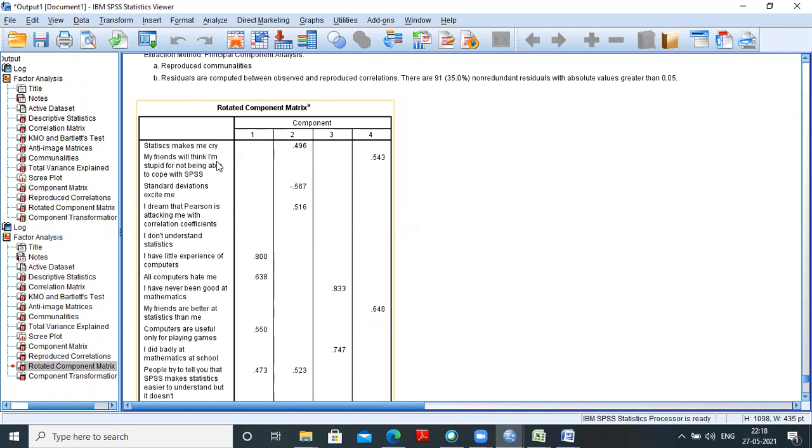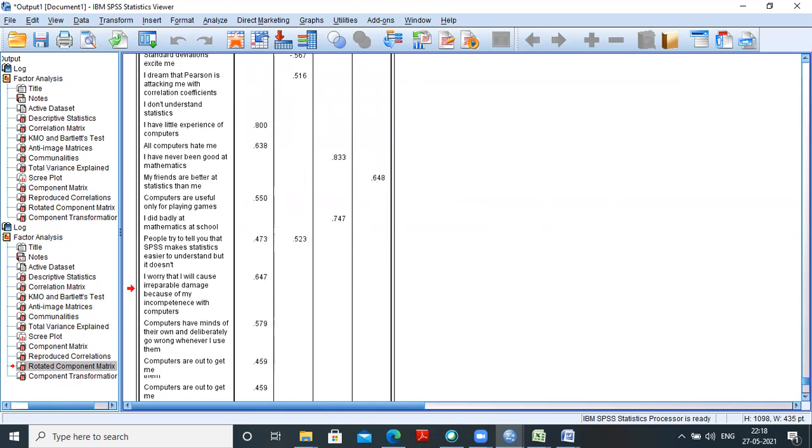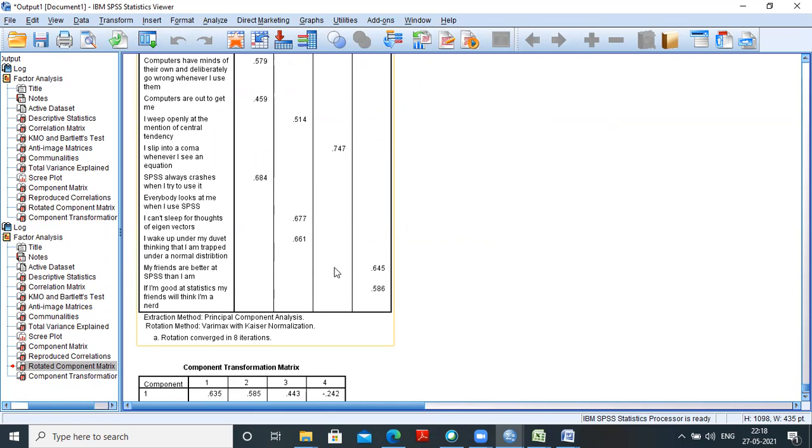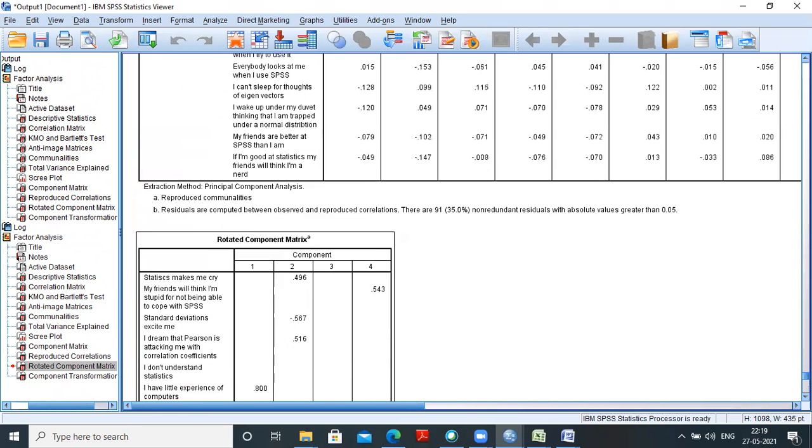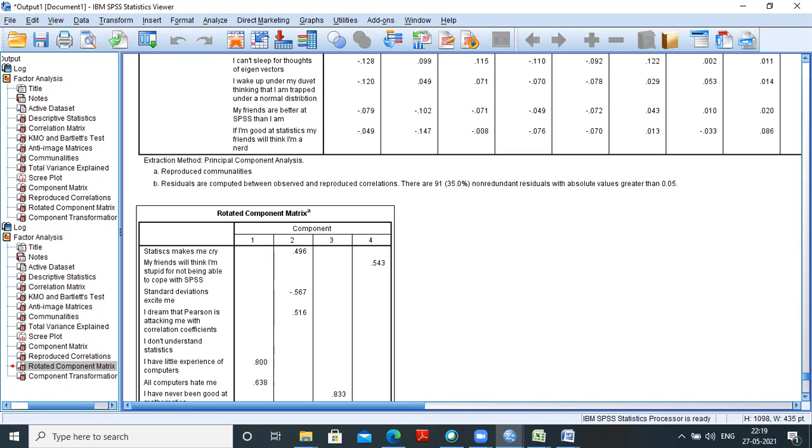Then next is, my friends will think I am stupid for not being able to cope with SPSS. Then, my friends are better at statistics than me. That means this is the perception of friends. My friends are better at SPSS than I am. I am good at statistics. My friends will think I am a nerd. That means the fourth component tells us about the comparison of a respondent with his or her friends. That means all the four components describe different dimensions of the perception of respondents regarding various subjects.